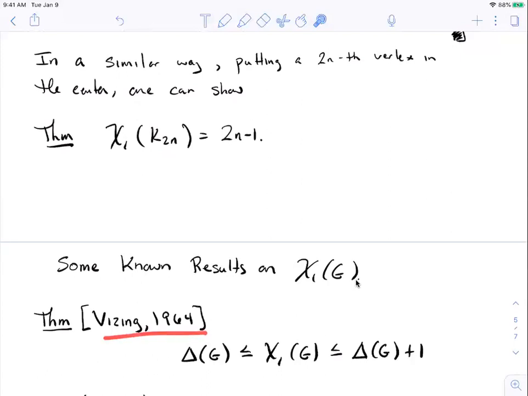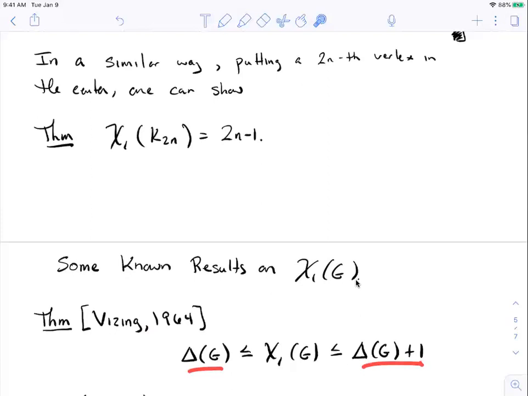Vizing's theorem, proved in the 60s, says that the edge chromatic number of a graph is always at least the max vertex degree. We proved that. That's actually a trivial result. It's highly non-trivial that it's never any more than one more than that. So the edge chromatic number is always between the max vertex degree and the max vertex degree plus 1. That's a very small interval. Those two numbers differ by 1.